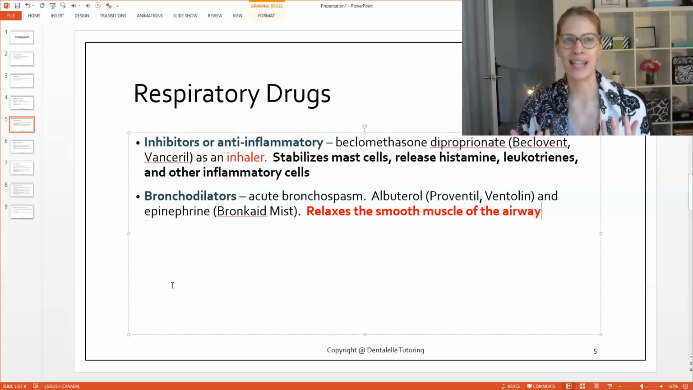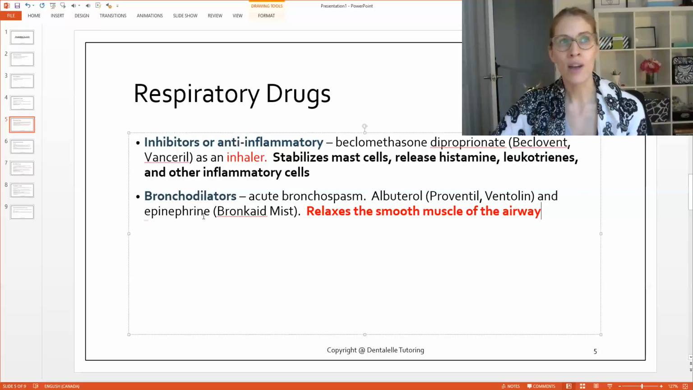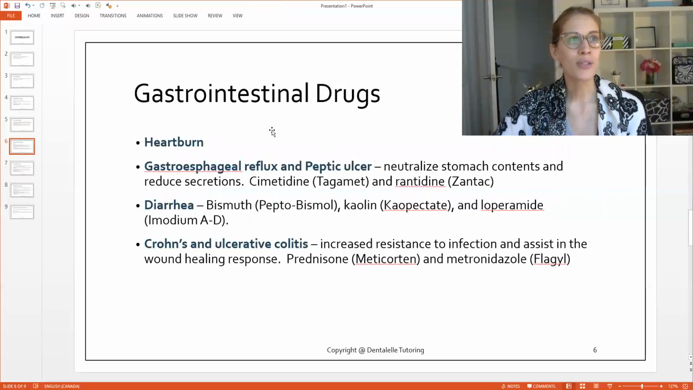Plus it kind of has that taste to it, which isn't a nice thing to have inside the mouth anyway. So I hope everybody understands these ones here. A couple more slides to go. So we have the gastrointestinal drugs, many different categories here too. These are also very common, especially in your older patients.